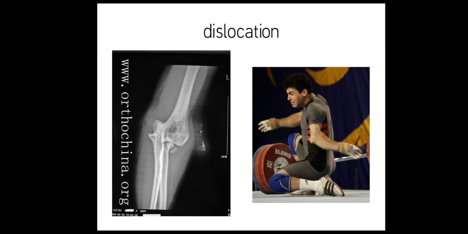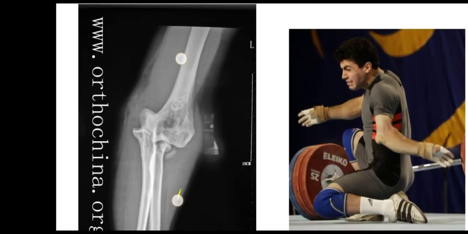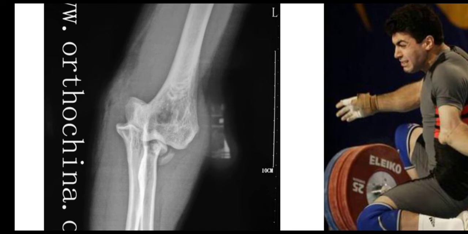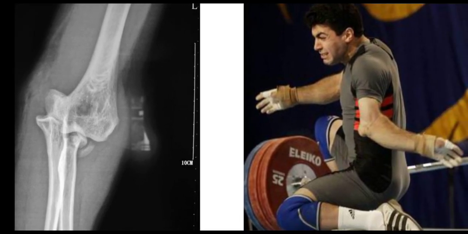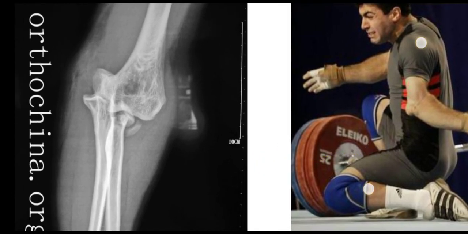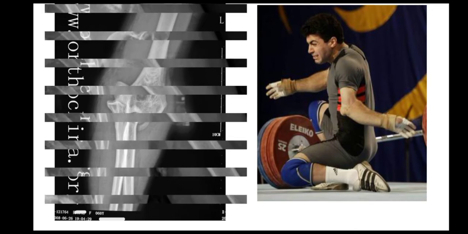So for example, the radius and ulna should communicate directly, should be attached with capitulum and trochlea of the humerus. If this position gets disorganized, if the radius and ulna get rotated and this position is disorganized, as in the case of this weightlifter, it is known as dislocation of the bone.